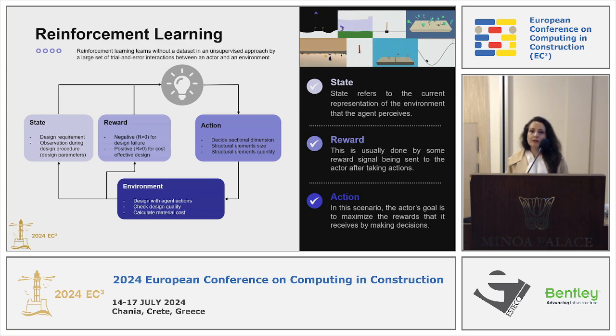Another deep generative model is reinforcement learning. Reinforcement learning learns without a data set, in an unsupervised approach, by a large set of trial and error interaction between an actor and an environment. This is usually done by some reward signal being sent to the actor after taking action. In this scenario, the actor's goal is to maximize the rewards that it receives by making decisions.